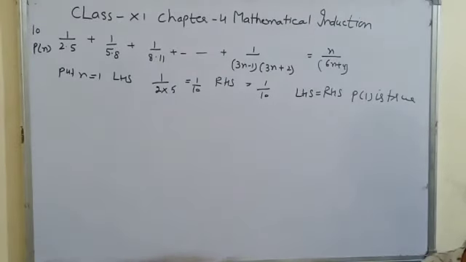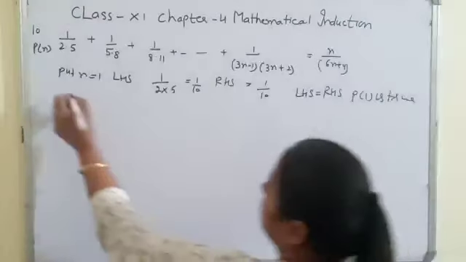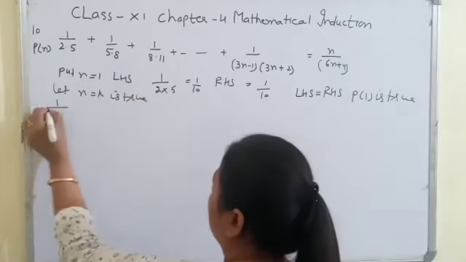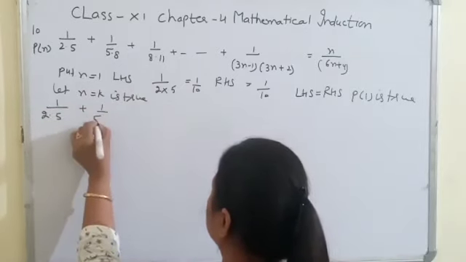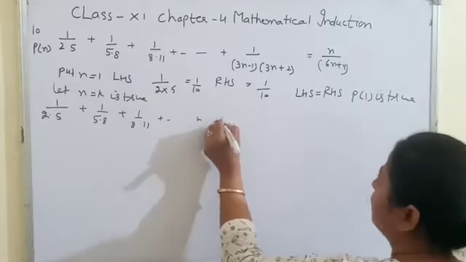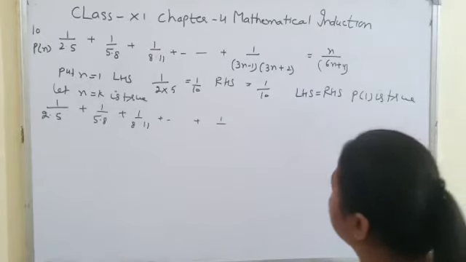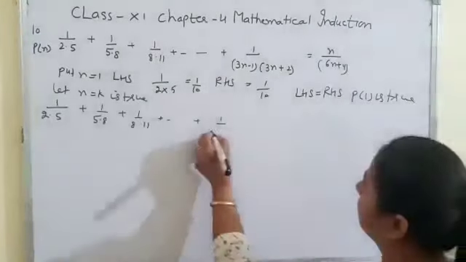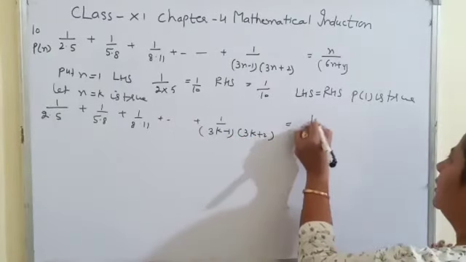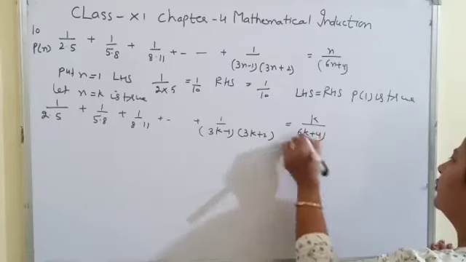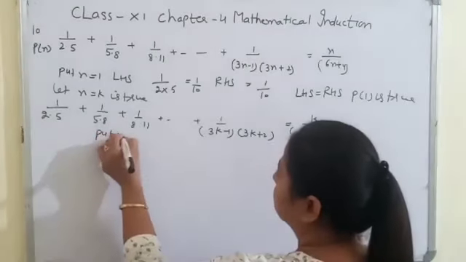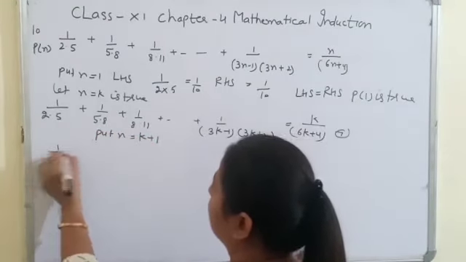Similarly, in the second step, we will substitute n equal to k. Let n equal to k be true. 1 upon 2 into 5 and so on. Same steps we will follow in all questions. We have to do the calculation carefully for the third step, when we will prove it for k plus 1. So you have to take care at that step. 1 upon 3k minus 1, 3k plus 2 equals k upon 6k plus 4. This is equation 1. Now substitute n equal to k plus 1.